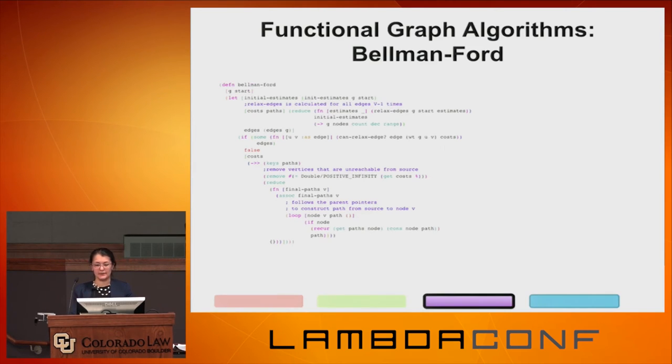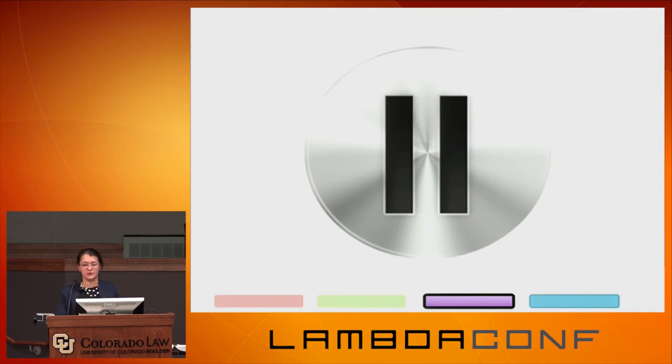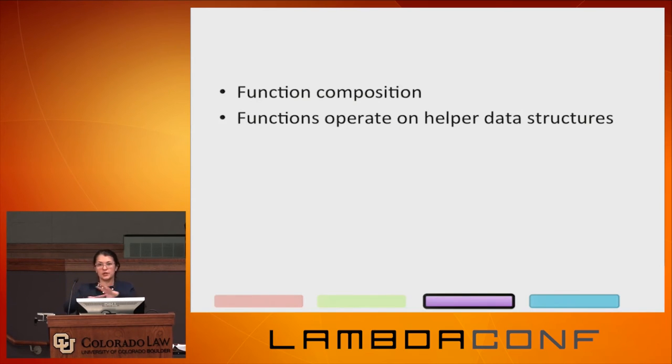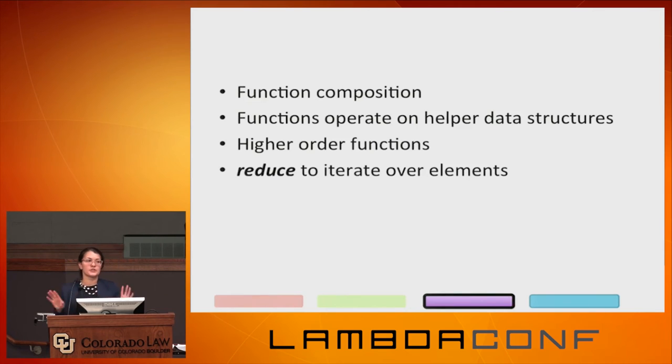But before we do that, let's take a short break to reflect on what we know so far. So we used function composition. We defined functions, we pulled out a separate function for defining the condition. We composed that with relax edge. We used that inside the relax edge. Now we defined a different function for relax edges, which calls internally relax edge, and so on. And functions operated on lots of different helper data structures. So we actually had two, costs and paths, which we refer to as estimates overall. And we used higher order functions, such as reduce, to help us with that. So reduce helped us to iterate over elements. And reduce actually is a very interesting function, but I'm not going to talk about all its algebraic properties. It deserves a talk on its own. But if you're interested, I highly recommend you look into how it works.